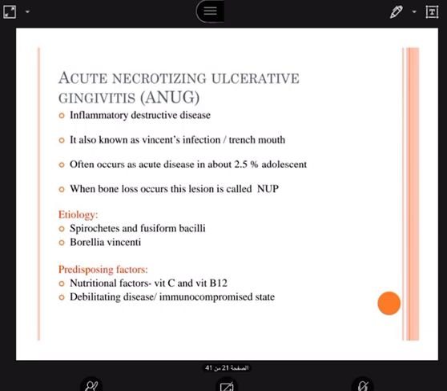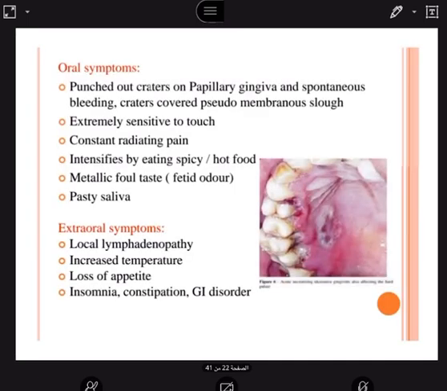Okay, it can come as an MCQ even for your Saudi Commission licensing examiner. Very commonly asked question. Okay, so ANUG is usually associated with debilitating diseases. A classic example is diabetes mellitus or an immunocompromised state, most commonly associated with HIV patients. It is not there in the PPT. That's why I told you.